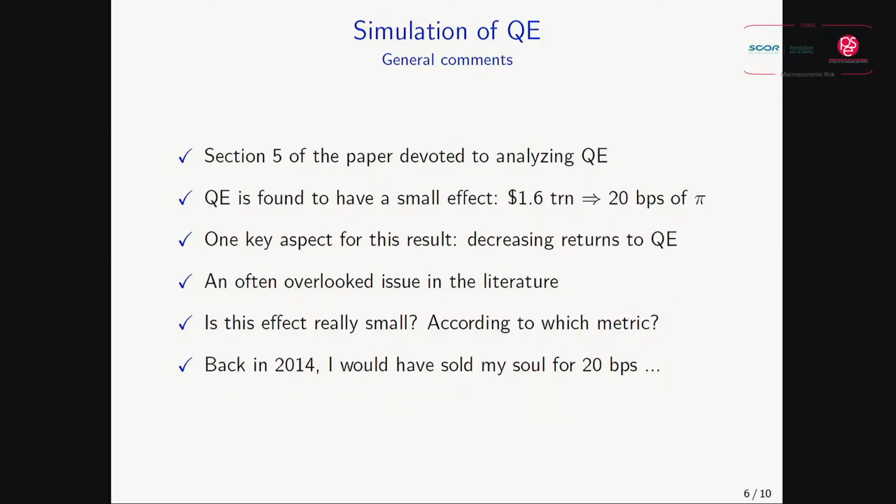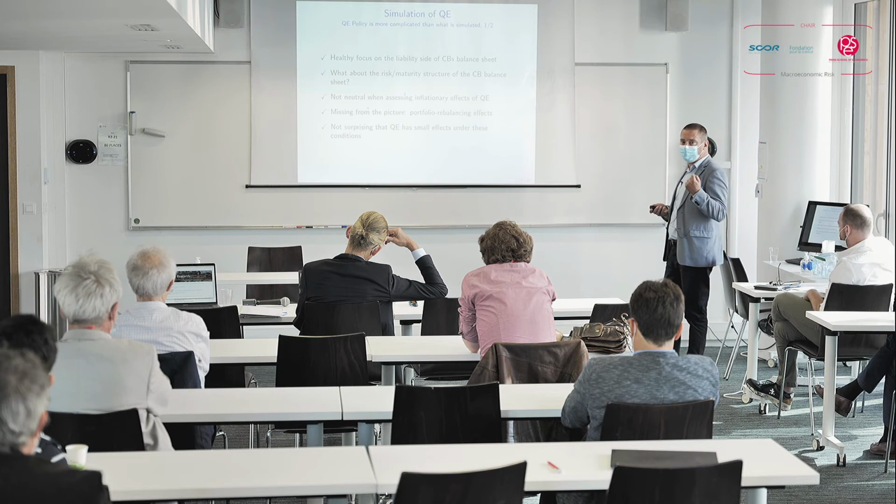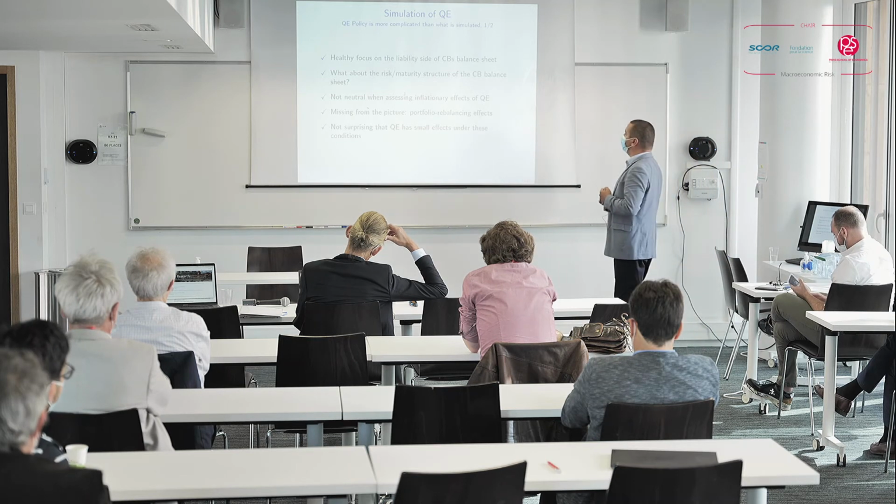But is this really a QE story in the paper? There are plenty of things missing from the picture to really have a story about QE. So I'm going to go faster, but essentially, in this setup, you've got one period financial instruments. So one period bonds, one period reserves, one period everything. So what about the maturity structure of the central bank balance sheet? You know, this is completely missing from the picture. And from this standpoint, it's not really surprising that QE has such small effects.